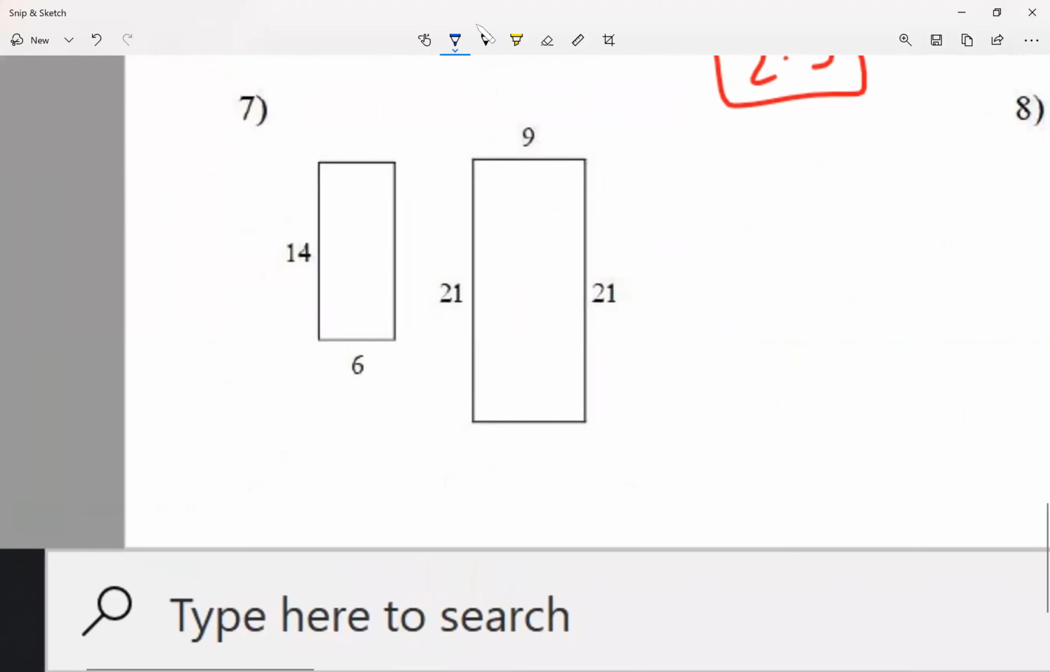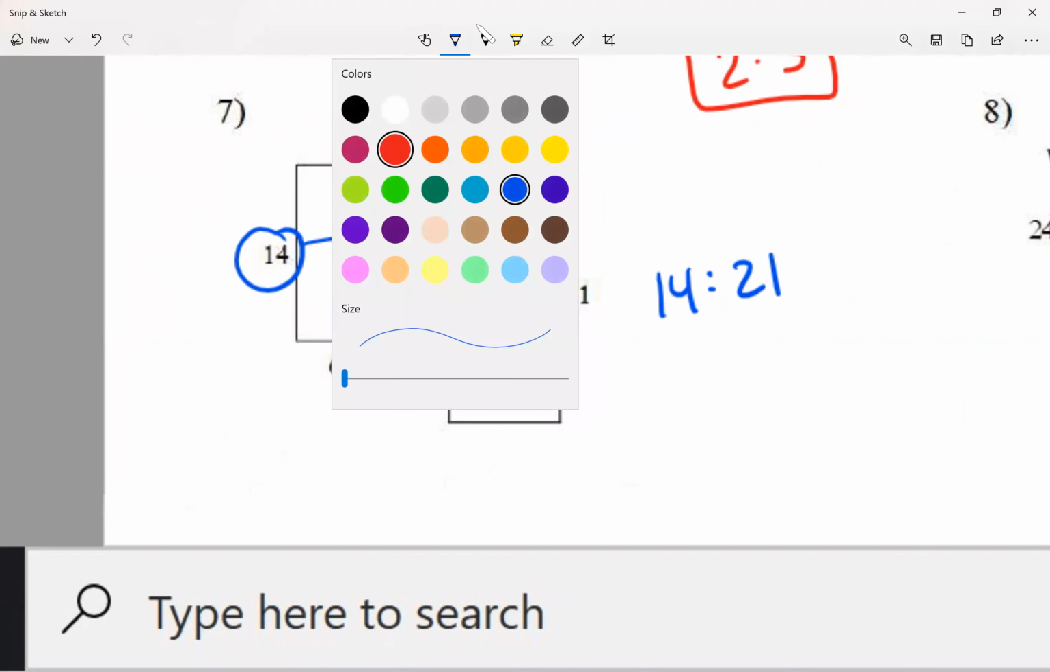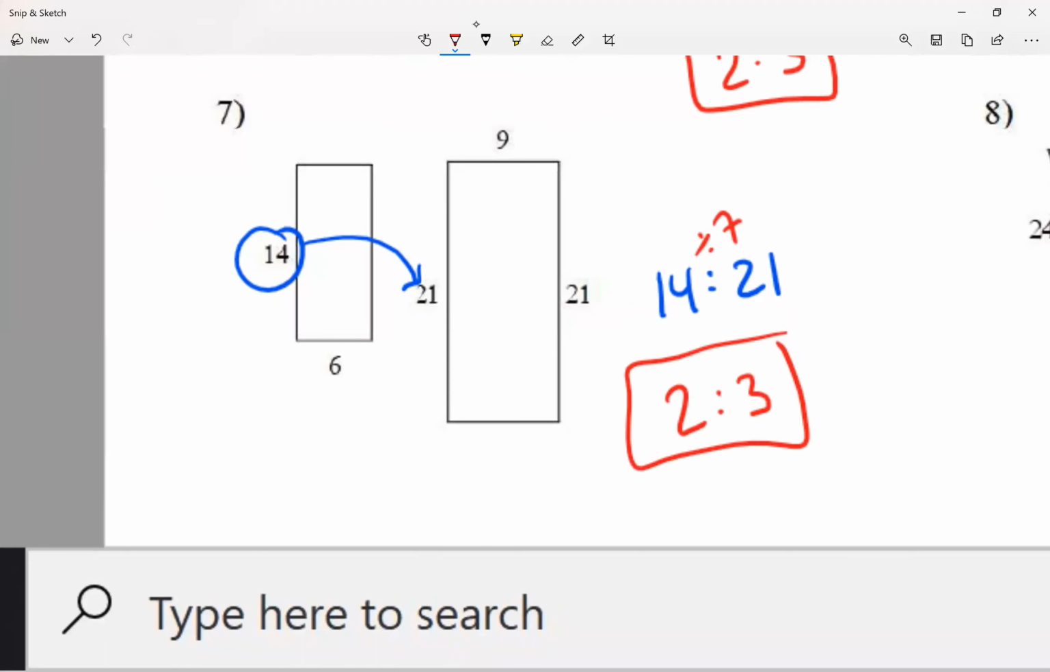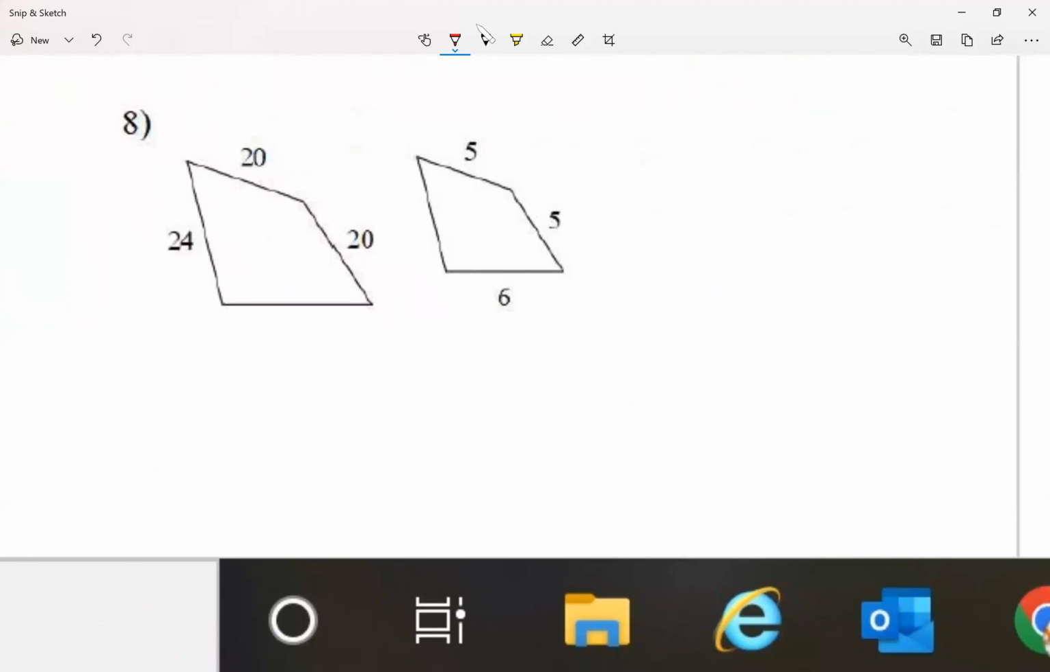All right, let's take a look at number 7. I'm going to compare this 14, which is corresponding to 21. So I'm going to write 14 to 21. Notice I'm only writing one number per figure. And don't forget to simplify. Let me divide each of these by 7. So my answer will be 2:3, 2 to 3.